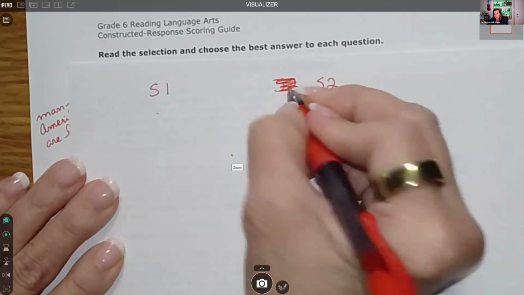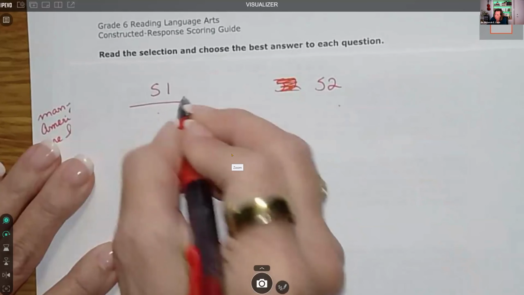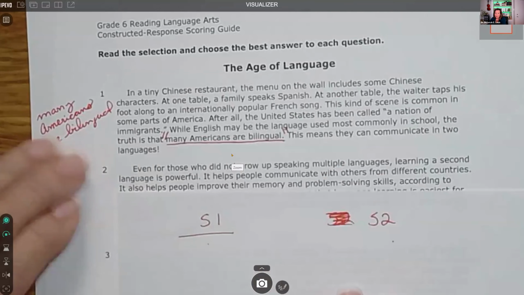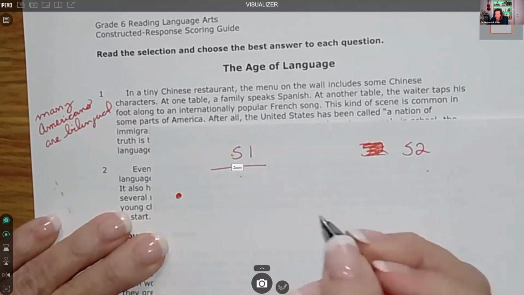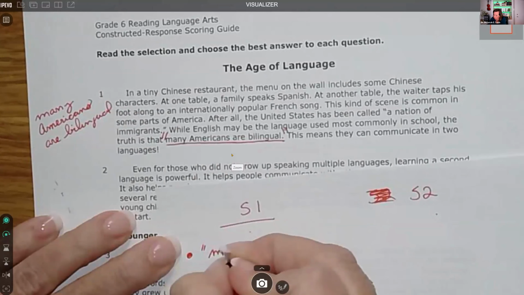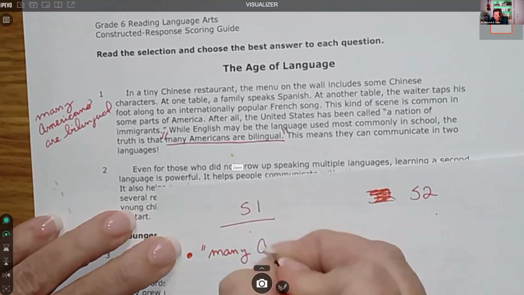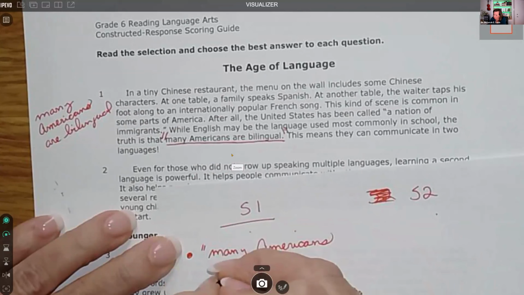Does that make sense? Thumbs up? That makes sense? So here, under source 1, they're not going to be able to write on the passage, but I would have them put a bullet here, and I would have them write, many Americans are bilingual.